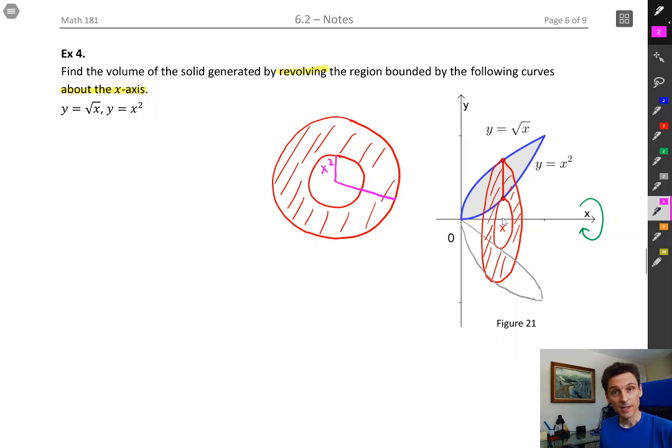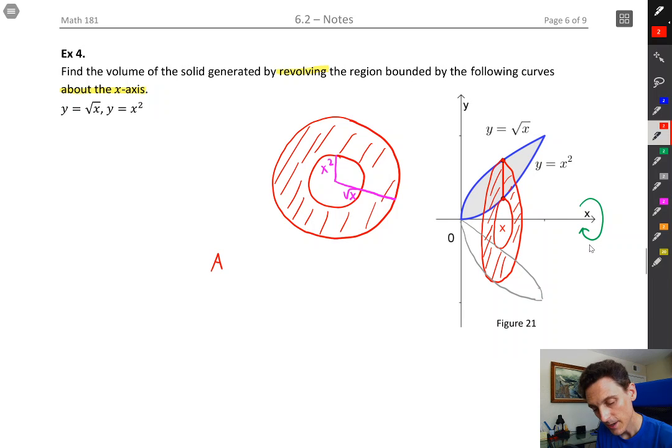What about the outer radius? What would that be? If you said the square root of x, then that's correct. You take the y value up here along this curve, so that's given by the formula square root of x, minus, again, the y value of the axis of rotation, which is 0. And when you subtract them, you just get the square root of x. Okay, so that's looking pretty good.